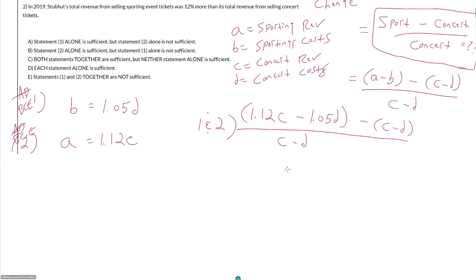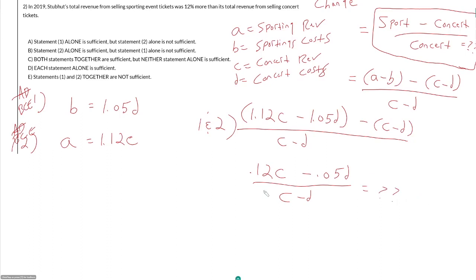So now if I want to combine terms in my numerator, what do I get? 1.12C minus C should just be 0.12C. Then I have negative 1.05D, and it would be plus a D, right? Because this is a negative times a negative. So negative 1.05 plus 1 is just negative 0.05. So I'm left with (0.12C minus 0.05D) over (C minus D).